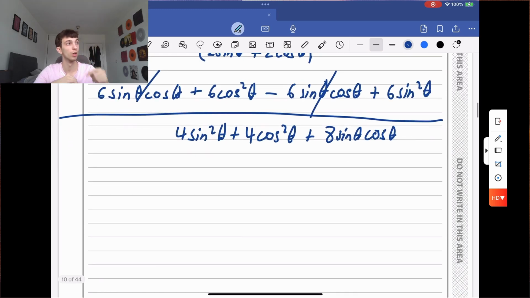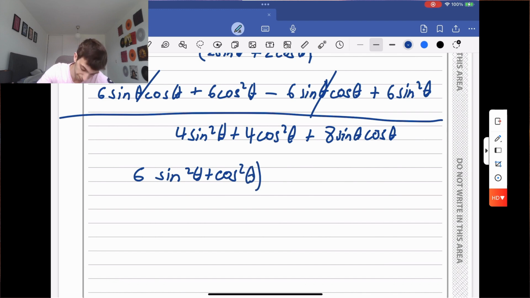Other thing we have to quickly spot: cos squared theta plus sine squared theta equals 1, or sine squared theta plus cos squared theta equals 1, same thing. So we can see we have that on the numerator and the denominator. So we can actually factor out the 6. So we have 6 times sine squared theta plus cos squared theta. So that's going to be 6 times 1, which is just 6.